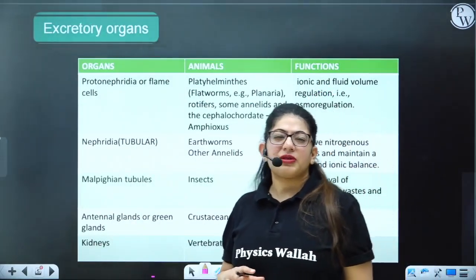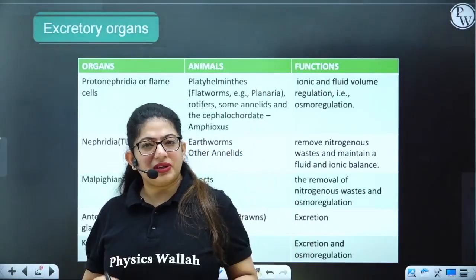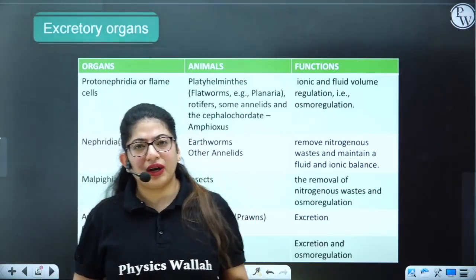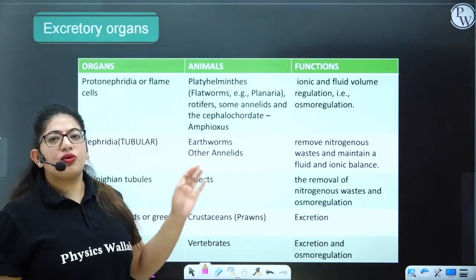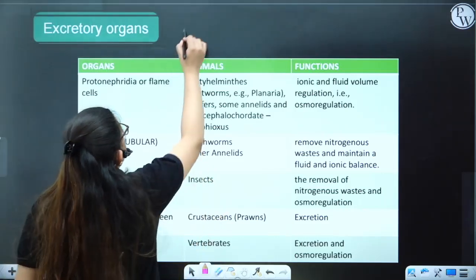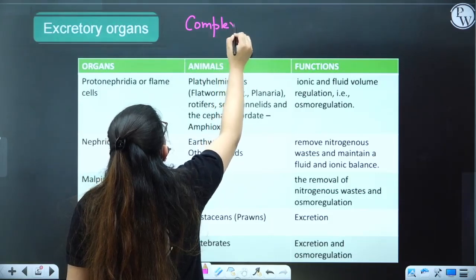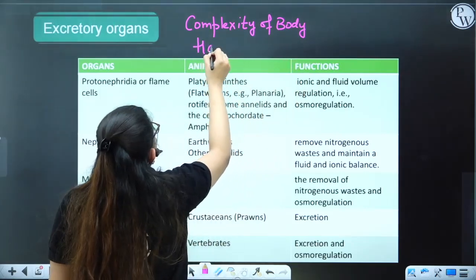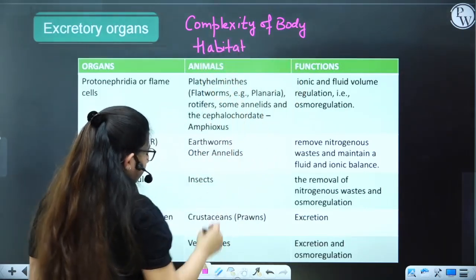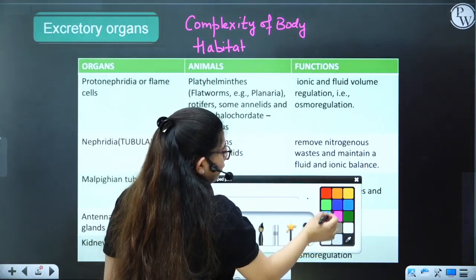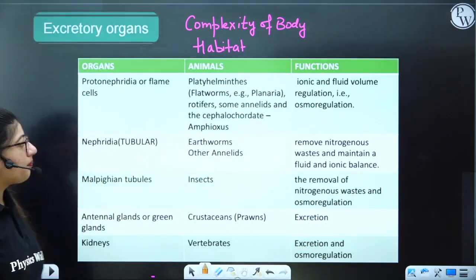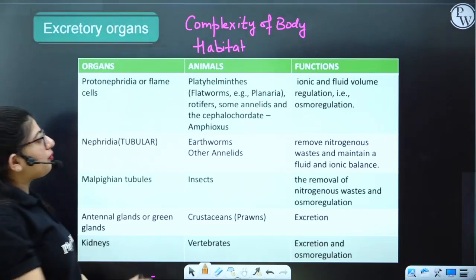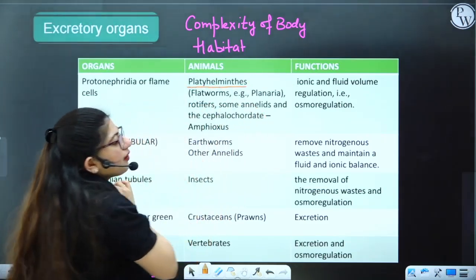Every organ of an organism depends upon how complex the organism is. That means whether it has tissues, whether organs are formed, or whether organs are forming a system. These organs also depend upon the habitat in which they are living. So two factors: one is complexity of body and the other is habitat. They are very important in deciding the adaptation of their excretory organ, right? So first, the very simple organs that we have are protonephridia or flame cells. Where do you find them? You find them in platyhelminthes, also known as flatworms.